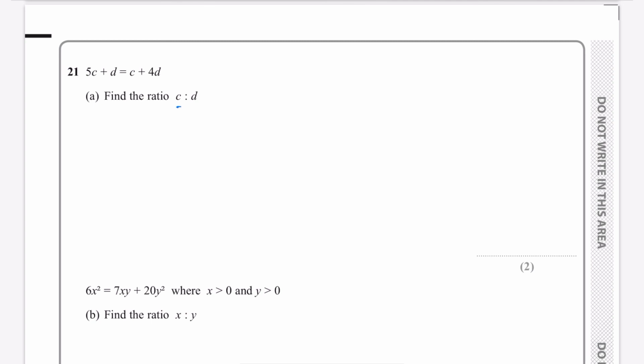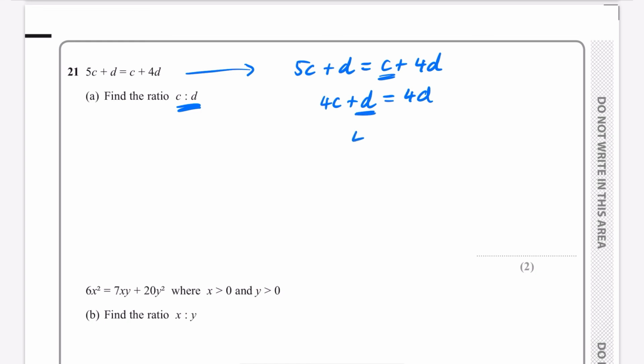So it wants us to find the ratio C to D. Well, at the moment we have an equation which is 5C plus D equals C plus 4D. Let's just make it look like a normal kind of equation. I'm going to try and make C and D all on one side. If I get rid of this C by subtracting it, I get 4C plus D equals 4D. And I'll get rid of this plus D by subtracting it, so I get 4C equals 3D.